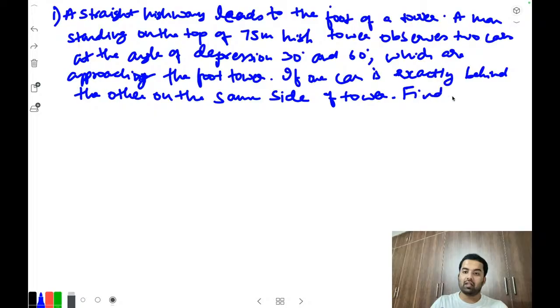Find the distance between two cars. Okay, the question is kind of the same as the one we did in the 3 mark section. Find the distance, but the diagram will be changed here. It is not the same diagram we have to keep. Distance between two cars.